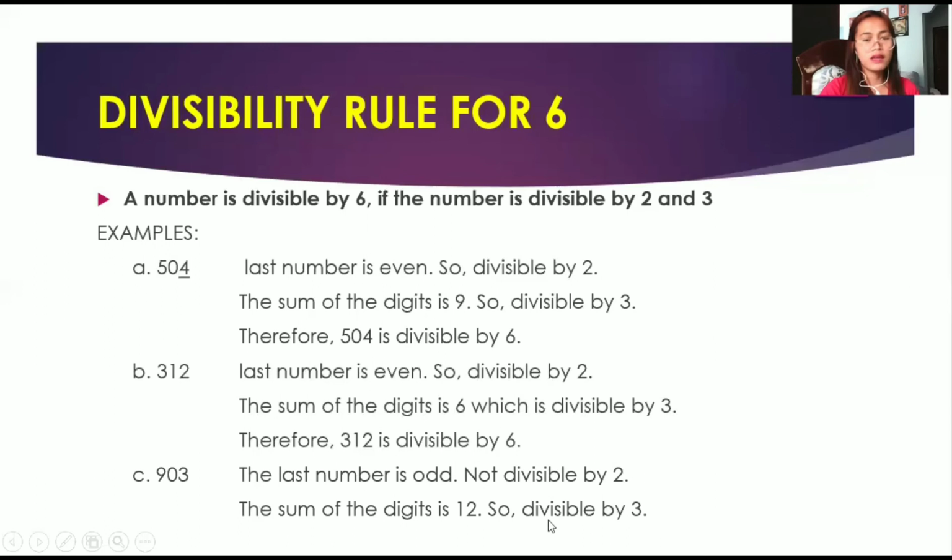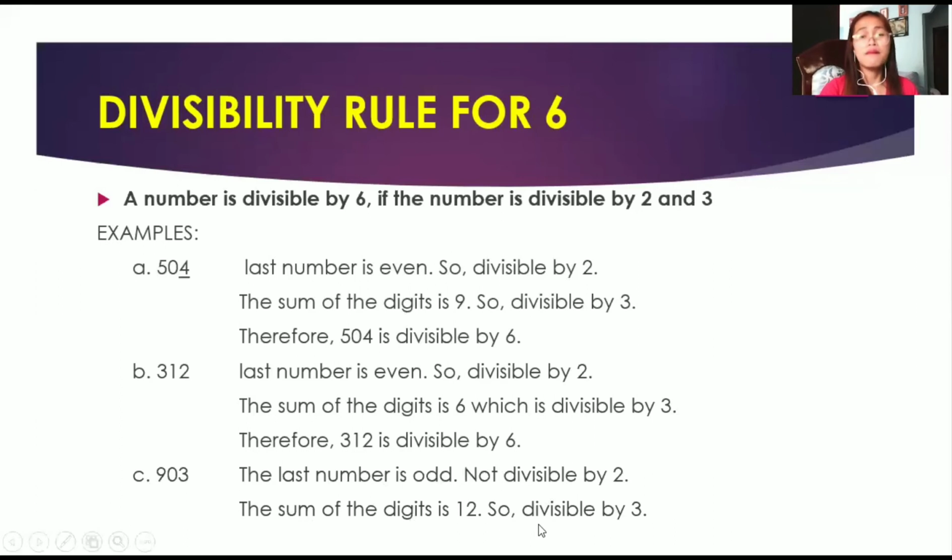Next, check if the number is divisible by 3. So, by adding, atong i-add ang tanan nga number. So, 9 plus 0 plus 3, which is equal to 12. Now, si 12 is divisible by 3. So, ang atong gihatag na number is 903. It is not divisible by 2, but it is divisible by 3.